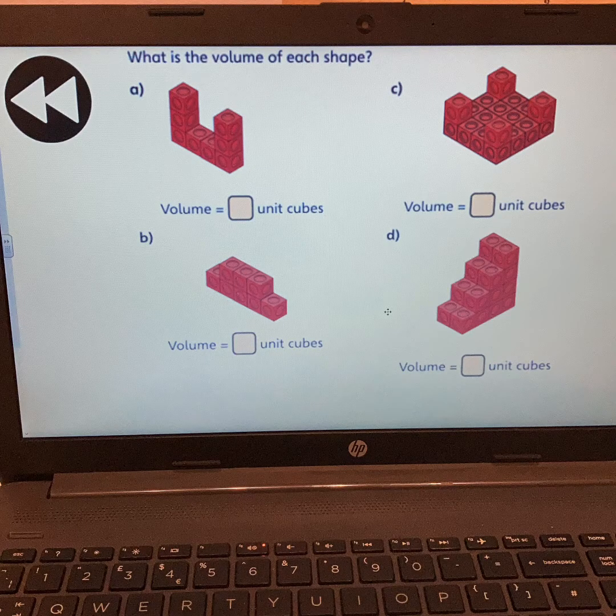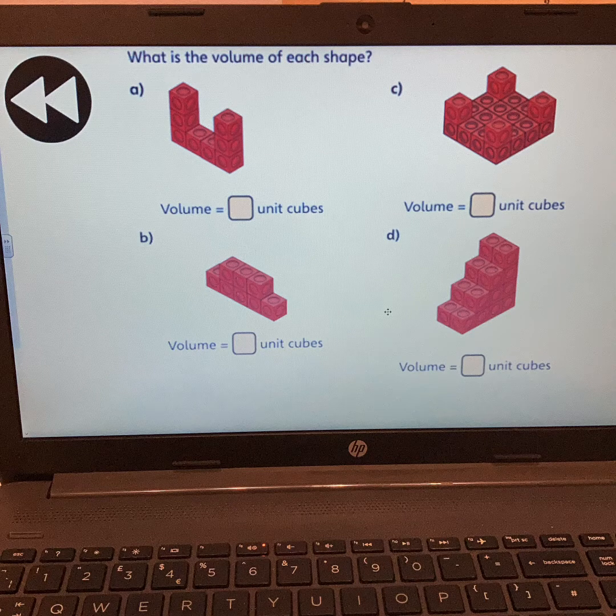Right then, next bit of the Fluency first. I want you to have a go at working out the volumes of all of these shapes. How many unit cubes or centimetres cubed would the volume be? So all you've got to do, just count the cubes. Just make sure you're not missing any because you can't see them doesn't mean they're not there.